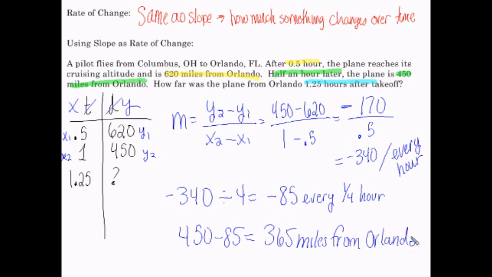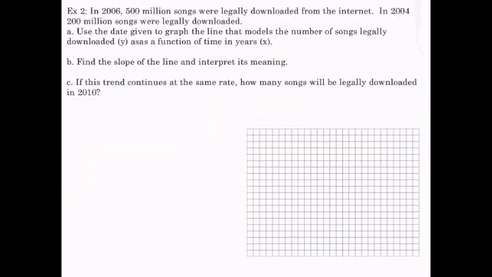And I will be 365 miles from Orlando after 1 1/4 hours. Okay, here's another example where we're actually going to draw a graph on this one. So, in 2006, 500 million songs were legally downloaded. In 2004, 200 million songs were legally downloaded. So, those are our data points.